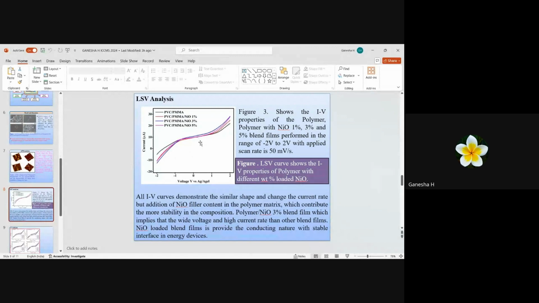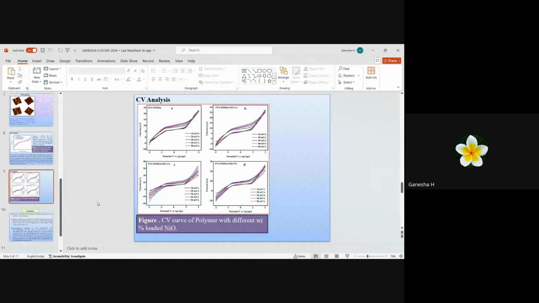Next is CV analysis. We performed the CV characteristic in the -2 voltage to +2 voltage range with different percentages of nickel oxide loaded. Figure A shows the PVA PMMA blend film. Then figures B to D show the films in the presence of nickel oxide at 1, 3, and 5%. When nickel oxide is added, the current rate also increases.